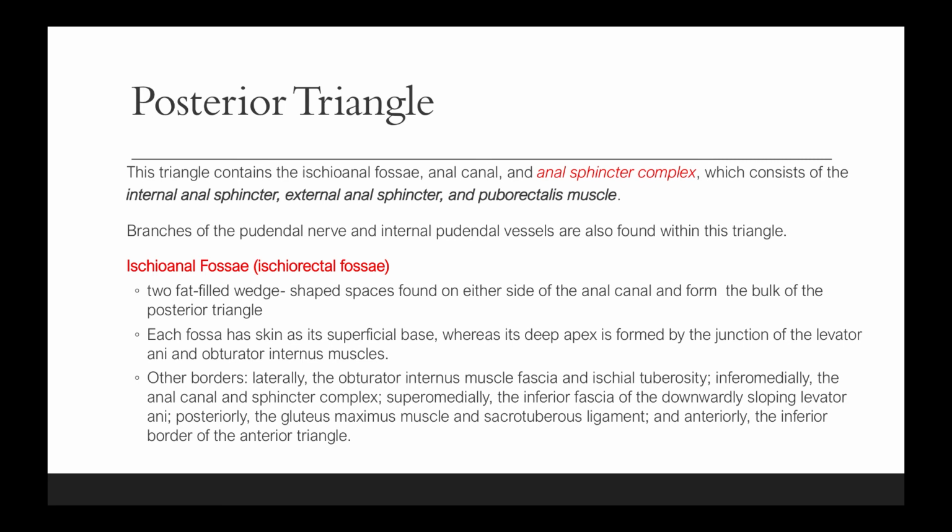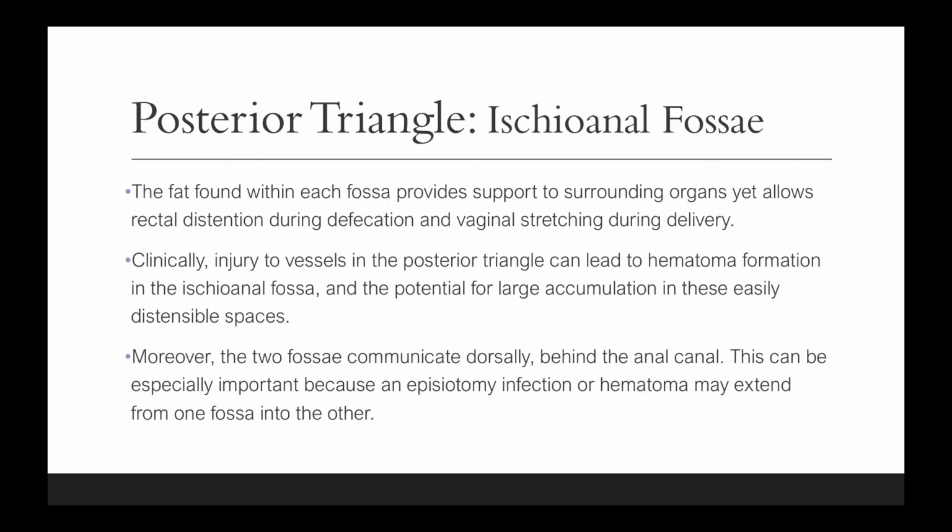Other borders include laterally the obturator internus muscle fascia and ischial tuberosity, inferomedially the anal canal and sphincter complex, superomedially the inferior fascia of the downwardly sloping levator ani, and posteriorly the gluteus maximus muscles and sacrotuberous ligament, and anteriorly the inferior border of the anterior triangle.